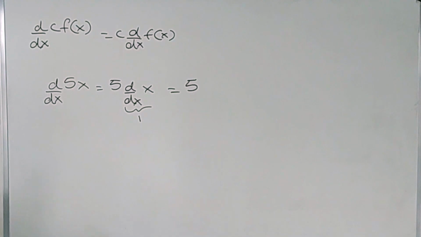Once again, this is obviously quite known to us. y equals mx plus b tells us the slope should be 5. So this wasn't some extraordinary rule, but just showing you a little bit how it works.